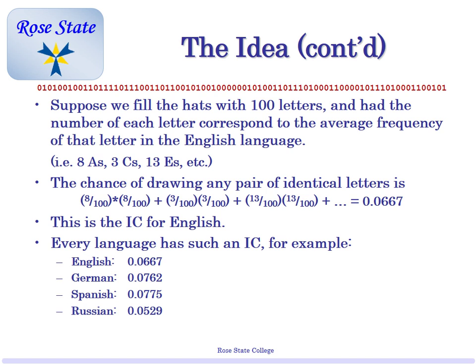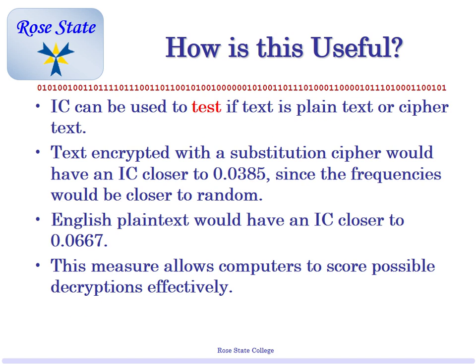So the index sequences can be used to test if plain text is encrypted. Okay, I would like to repeat this sentence again. Index sequences can be used to test if text is plain text or ciphertext. So I can use it to determine whether it is or not. Okay? Text encrypted with the substitution cipher will be closer to this. Okay? Since the frequencies are random, they're not quite the same. Okay? Read this slide and this slide.